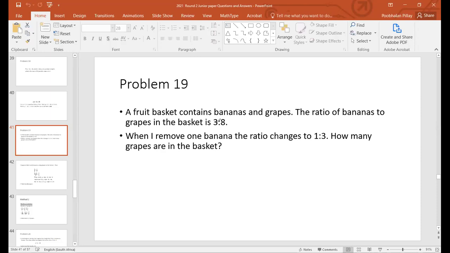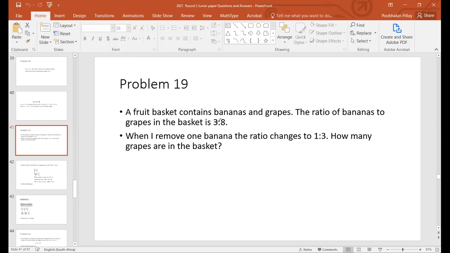There's bananas here and there's grapes here. And so the one banana is removed. So it should be 2:8, and the ratio there is 1:4. So there must be something wrong with the question. Tell me what is wrong with that argument.